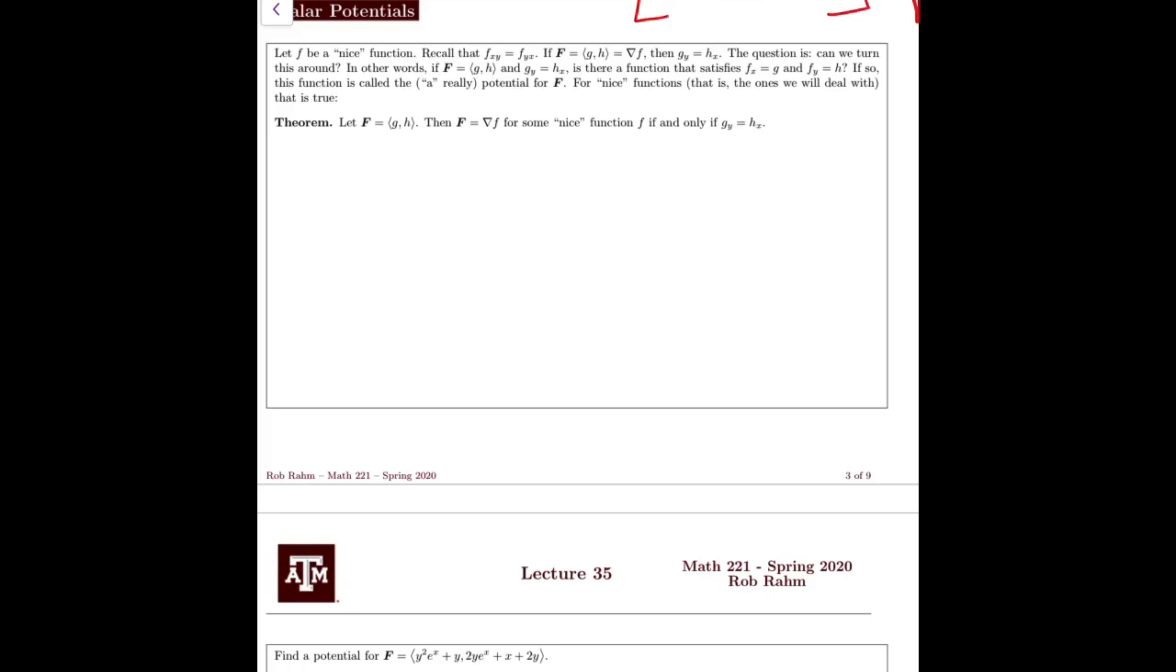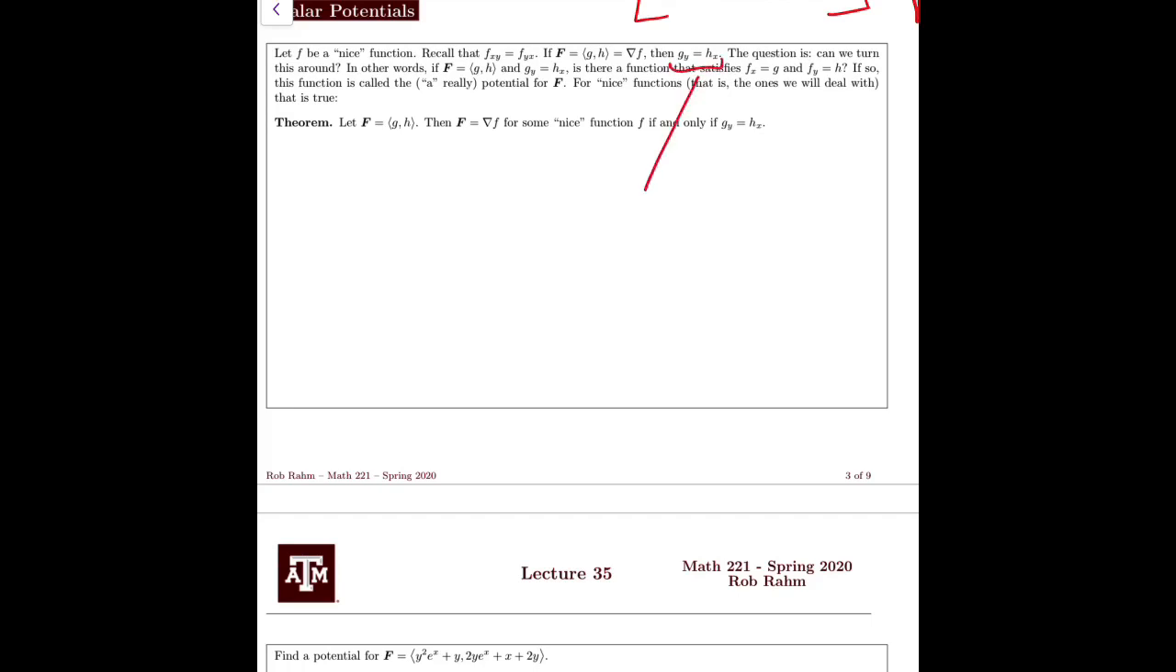Recall that f_xy is equal to f_yx. This is just Clairaut's theorem. Okay, so if big F is a vector field in 2 dimensions and the components are g and h, and that's equal to the gradient of f, then what this means is that the derivative of g with respect to y is equal to the derivative of h with respect to x. That's just by Clairaut's theorem. Because if (g, h) is equal to the gradient of f, that means g is equal to the derivative of f with respect to x, and h is the derivative of f with respect to y. And so by Clairaut's theorem, what we're saying is g_y is equal to h_x.